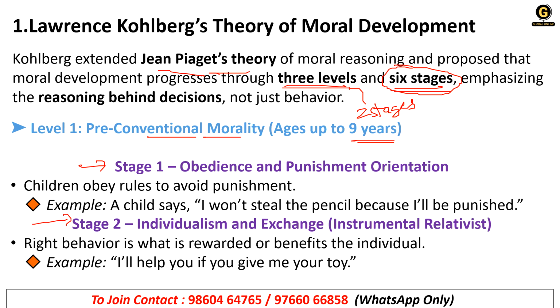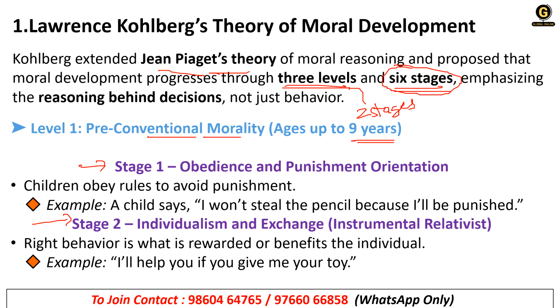What is it? The child or student who is in level 1, stage 1, obeys rules to avoid punishment. Clear? The child will try to avoid the punishment. He must know that if he follows the rule, he will not be punished. So that child will adopt this situation, this whole scenario, and he will grow with that situation.